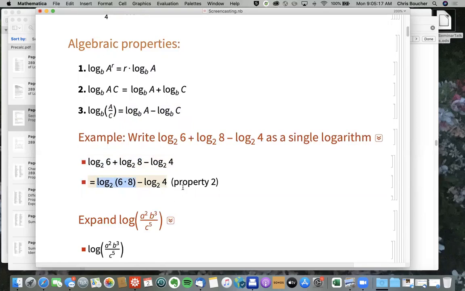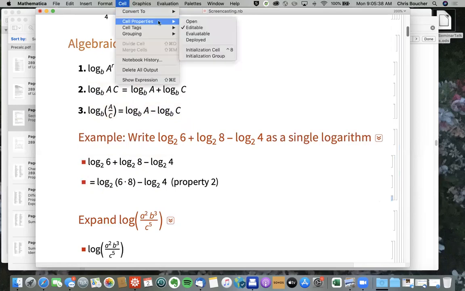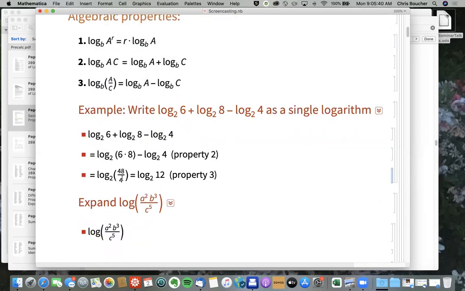That's property 2. And then I can go further and use property 3, because now I have the difference of two logarithms with the same base, right? For these second two properties, 2 and 3, the base has to be the same throughout. Okay, in any event, I have the difference of two logs, so that's going to be the log of the quotient. And there it is, log of the quotient, right?